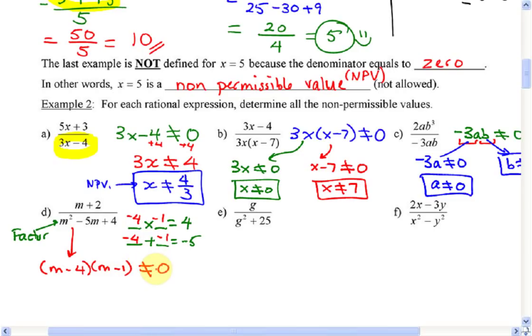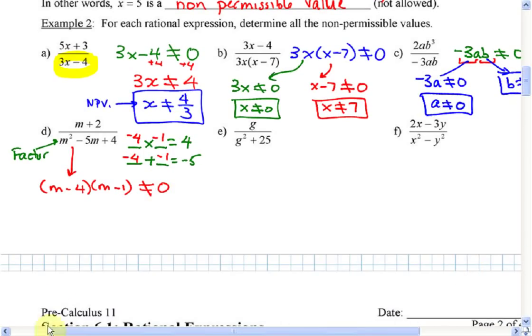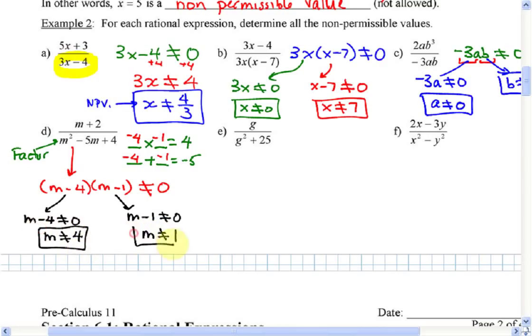And when you have two brackets like this and it's not equal to 0, separate them into individual brackets. So therefore, m minus 4 can't be equal to 0. And over here, m minus 1 can't be equal to 0. So what are the values for m? m cannot equal 4. Thank you. And m cannot equal 1. Good. Those are your non-permissible values for D.